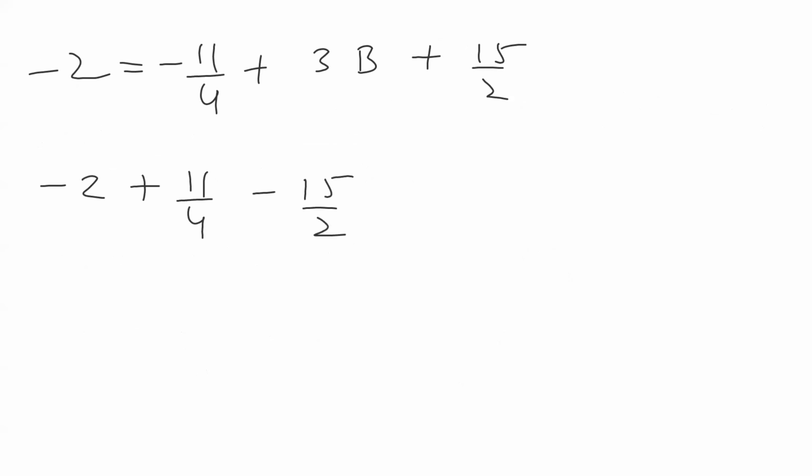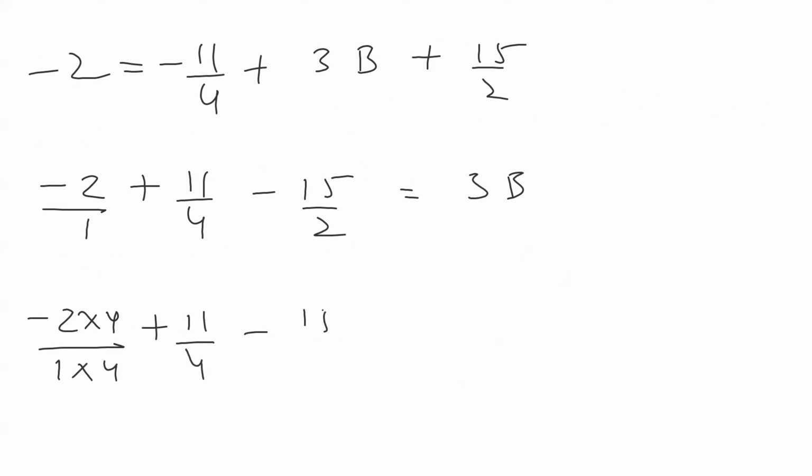-2 equals -11/4 plus 3b plus 15/2. Okay. So this will become -2 plus 11/4 minus 15/2 is equal to 3b. Let's take LCM on the left hand side. So I'll multiply -2 with 4, this is 1 with 4, this is 1, right? Plus 11 upon 4 minus 15/2 upon 2/2. I took the LCM. While doing the LCM, I am making every term 4.